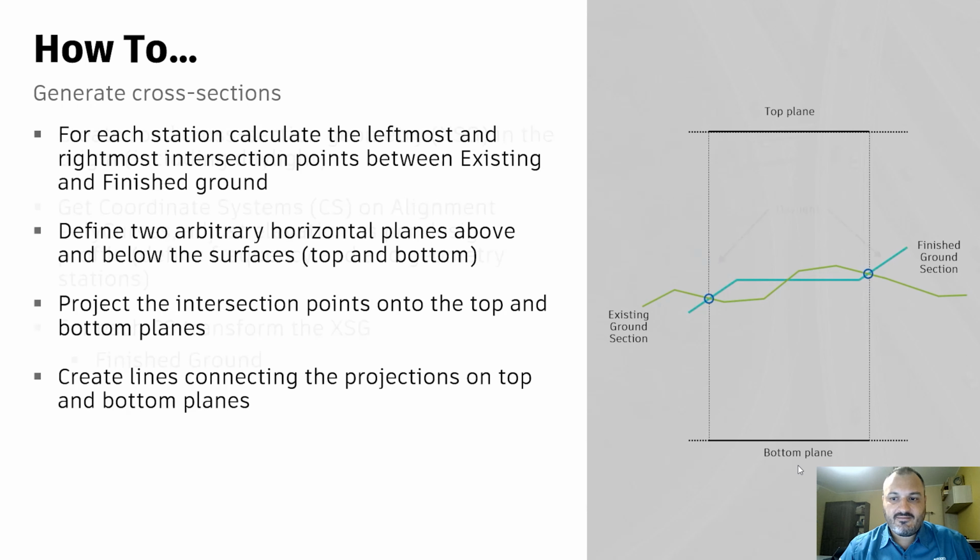So once you have identified a particular cross section, you can also determine where the daylights are intersecting the existing ground, and this will allow you to determine the leftmost and the rightmost points for a given station. So these 2 points can be used to build a surface. How to do that? You can project them to 2 arbitrary horizontal planes, one called top plane and the other one bottom plane. So why are we going to use these?